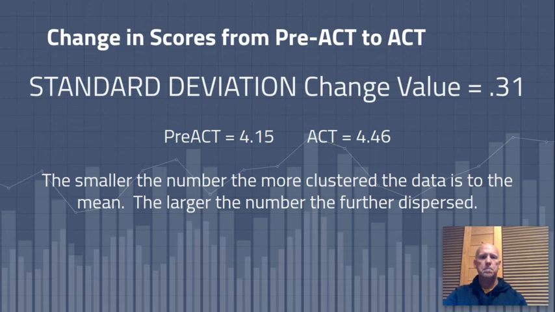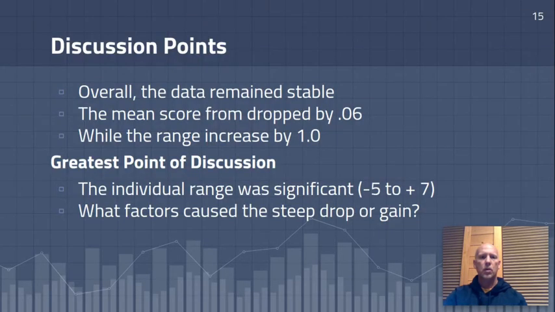Looking at some discussion points, overall the data remained very stable. Not a huge discussion point there at all. The mean score did drop by 0.06 or minus 0.06, and the range increased by 1.0. But to me, the most significant discussion point for a building leader is the individual range. In looking at individual students, we do our ACT prep with them individually based on their needs. And I think it's important that we talk to students about the significant drop or the significant gain that they made between the pre-ACT and the ACT.